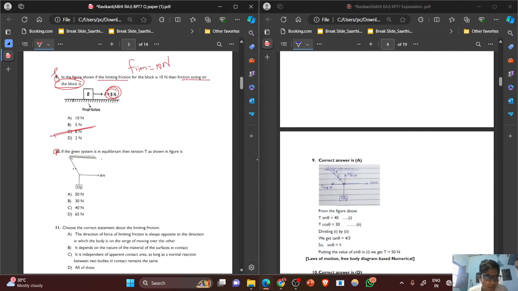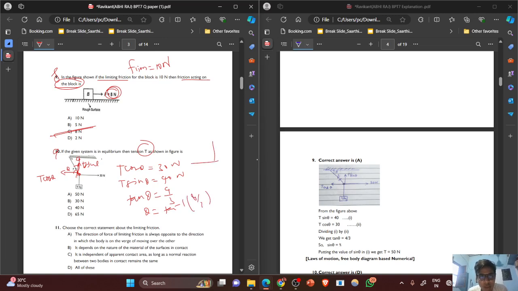Now moving ahead. If the given system is in equilibrium, the tension is asked here, and theta. You can just apply Newton's law. It's 90 minus theta, and it will be theta. So horizontally it will be T cos theta, and vertically it will be T sin theta. Your T cos theta will be simply 30 Newton, and T sin theta will be 40 Newton. Just take the tan, calculate tan theta. Tan theta is equal to 4 by 3. So from here theta is equal to tan inverse of 4 by 3.